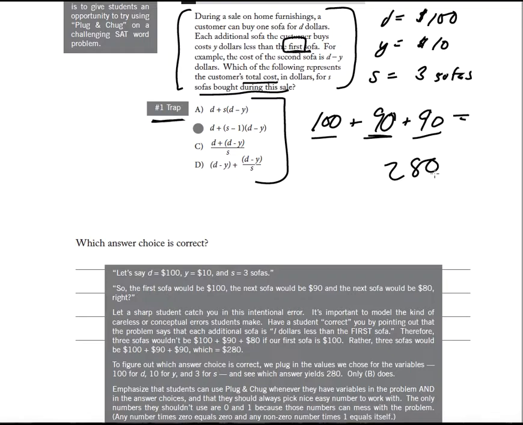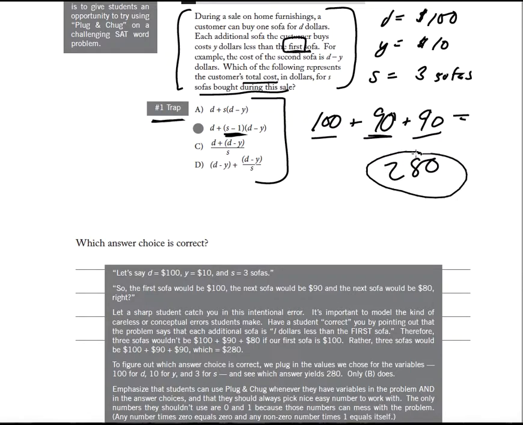And who can tell me what the correct answer here is? Amy, you're right. The correct answer here is choice D, right? And the reason we have S minus 1 is we have to take into account that very first sofa. So now you've seen just how versatile plug and chug is.